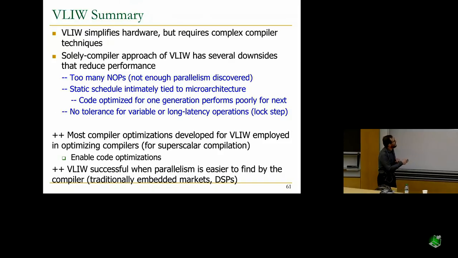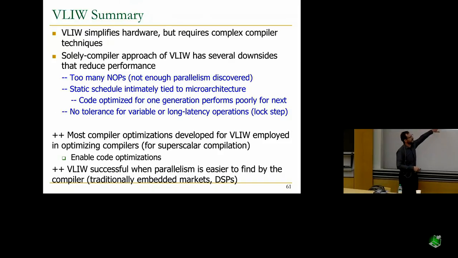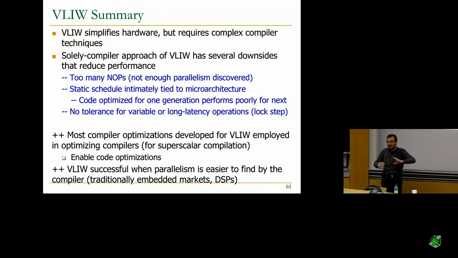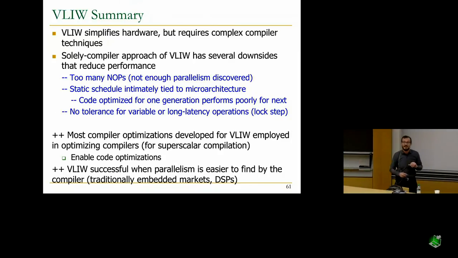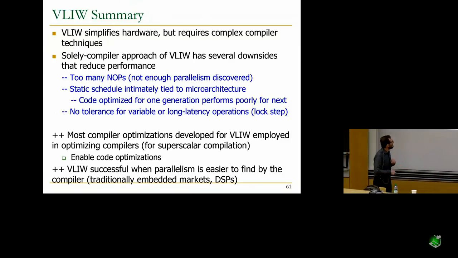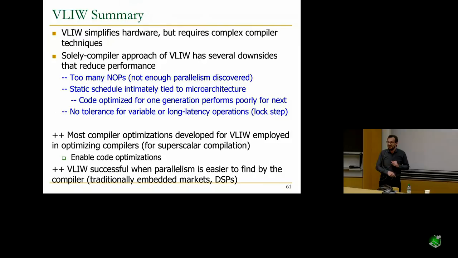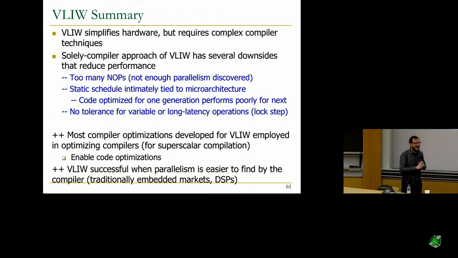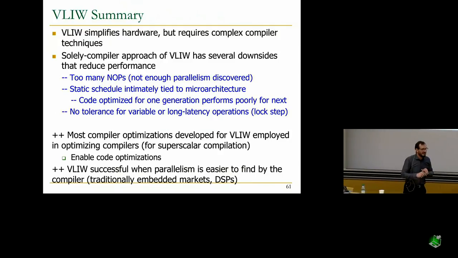Basically, you enable code optimizations. And VLIW is successful when parallelism is easier for the compiler to find. In embedded markets and DSPs, there's a lot of signal parallelism in the signal processing domain. As a result, they have been very successful in exploiting this. Make sense?